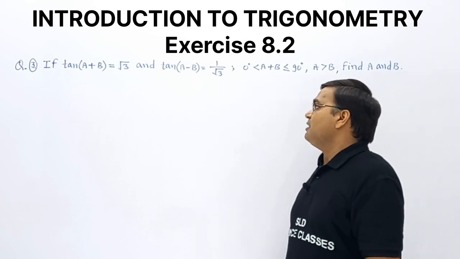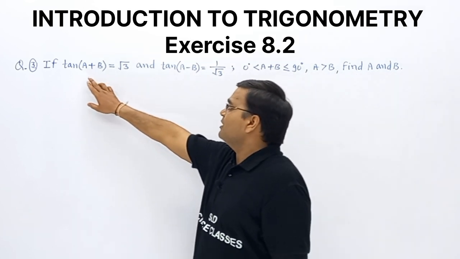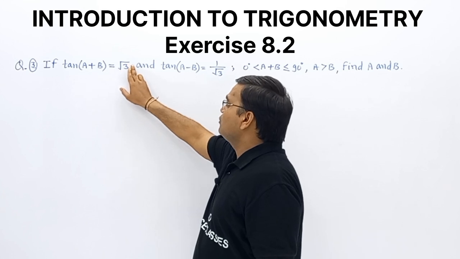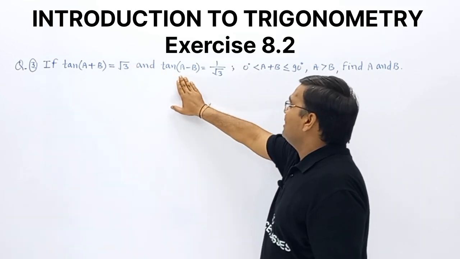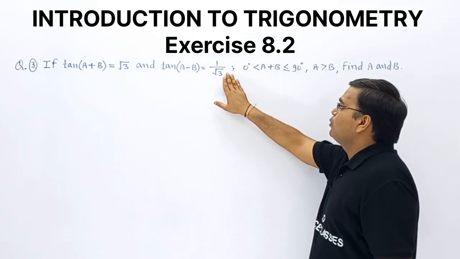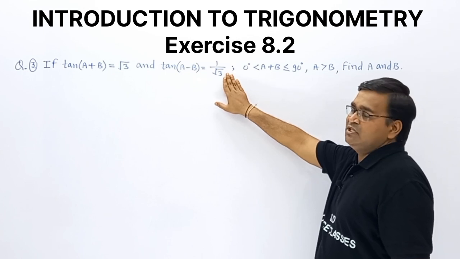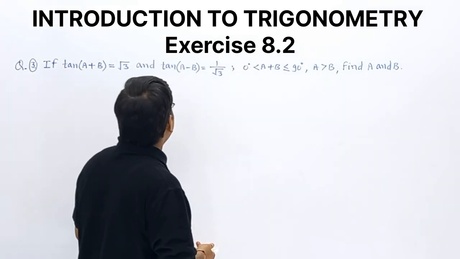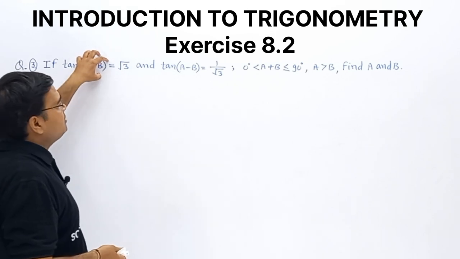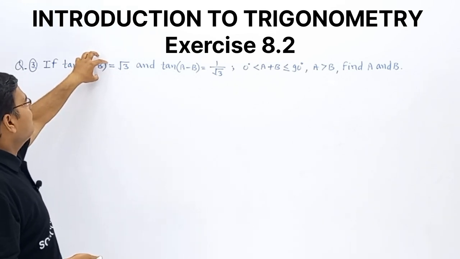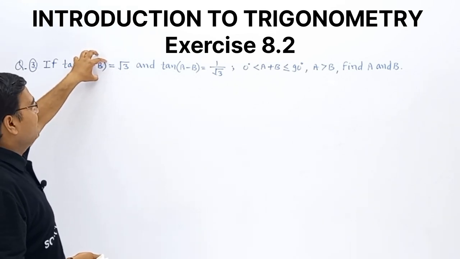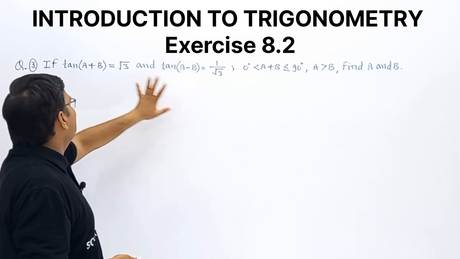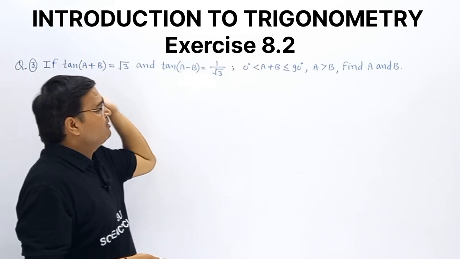If tangent of A plus B equals square root of 3 and tangent of A minus B equals 1 upon square root of 3. Clear? We have tangent theta, where A plus B is theta. Now this is the place of the acute angle. So we have the values of tangent A plus B and tangent A minus B.